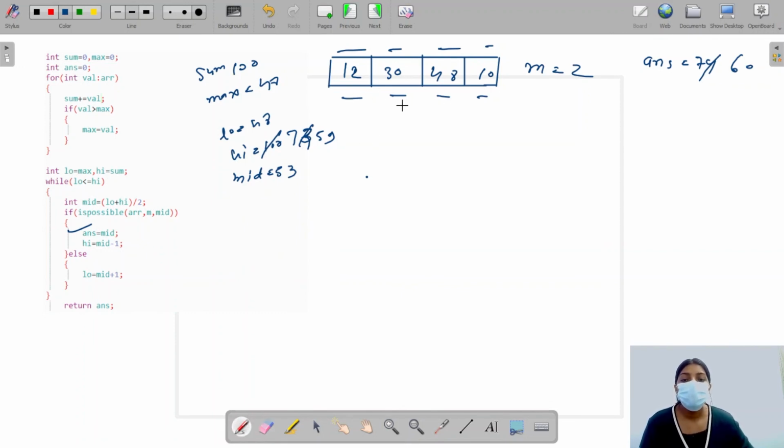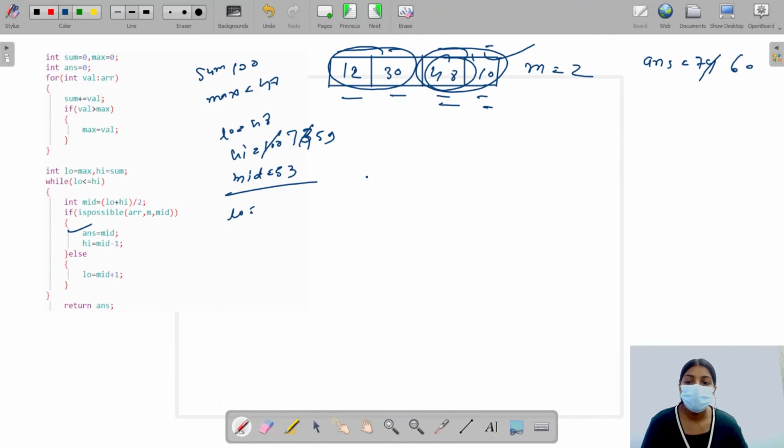Because see here, I cannot allocate more than these 2 books to my first student and more than this to my second student. So I will need a third student to read this book, right? So it will return false. So my low becomes equal to mid plus 1. I increase my load, which becomes equal to 54.